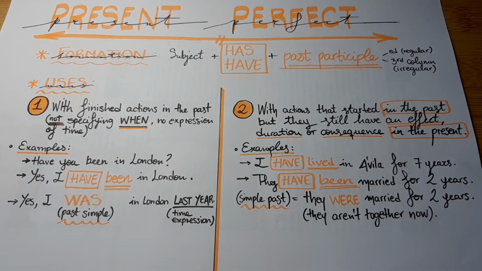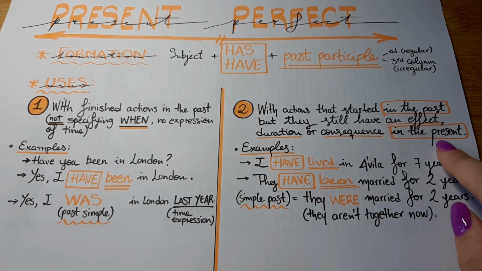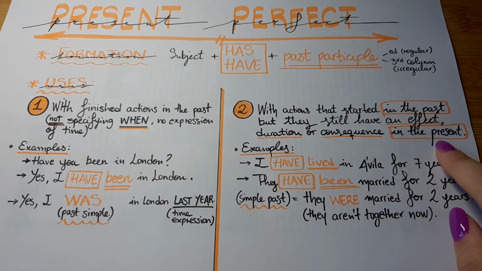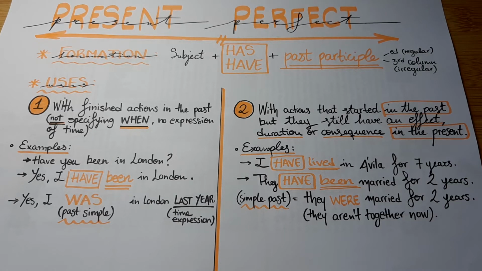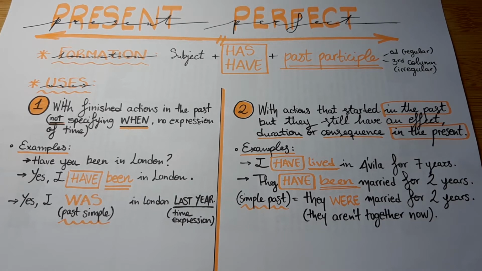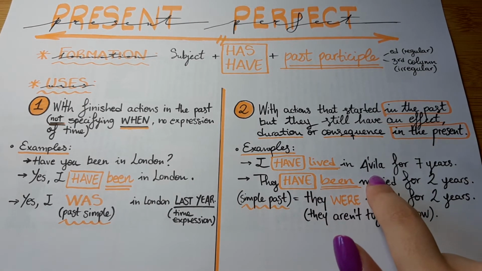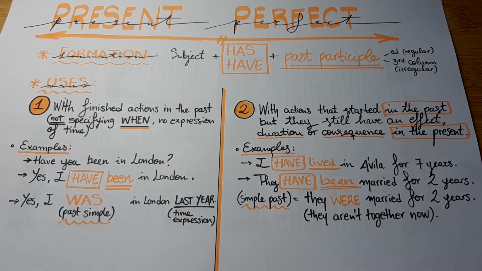The second situation has to do with the both meanings that present perfect has, which is present, so current action, and perfect, something in the past. So we will express actions that started in the past, but with a present effect or a duration, una duración todavía en el presente. Examples: I have lived in Ávila for 7 years. He vivido en Ávila durante 7 años. It means that you are still living in Ávila. Todavía vives ahí. Okay? So it is an action that started in the past with a present duration or effect.